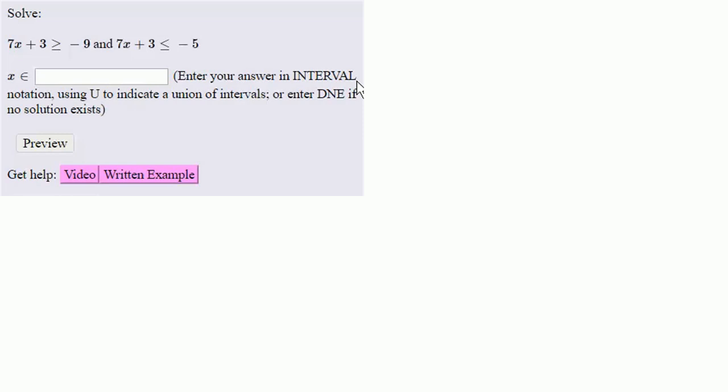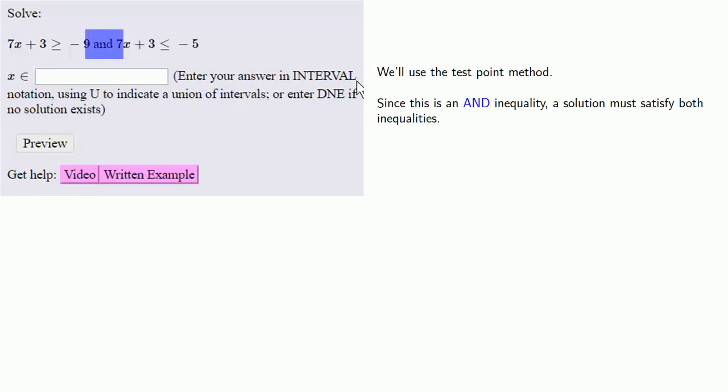So let's solve the inequality 7x plus 3 greater than or equal to negative 9 and 7x plus 3 less than or equal to negative 5. We'll use the test point method, and since this is an AND inequality, a solution must satisfy both inequalities. So we'll solve the first inequality.